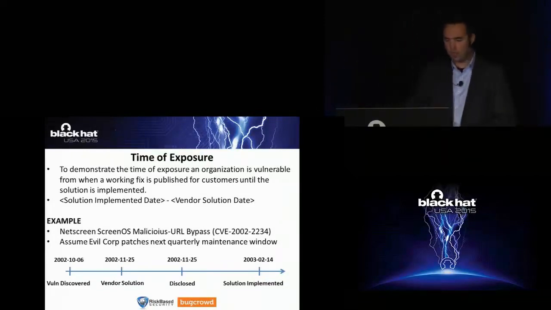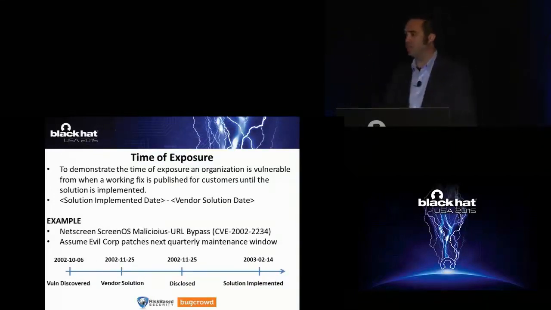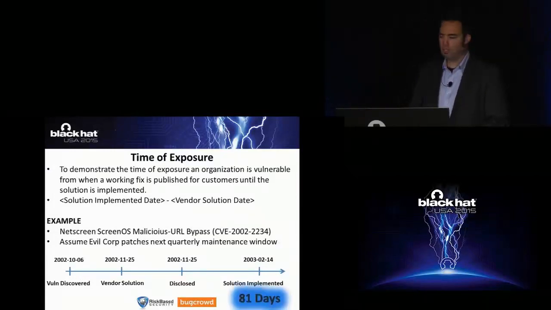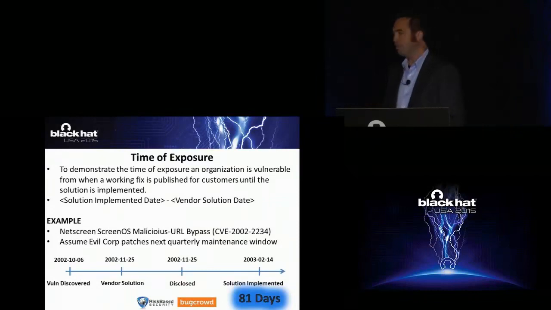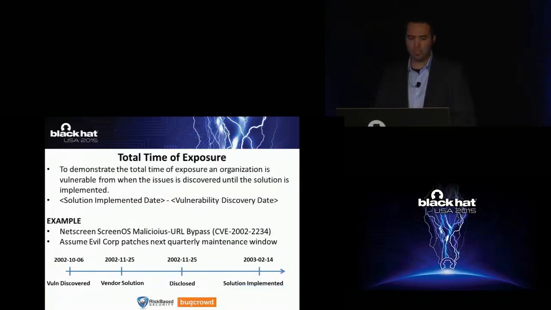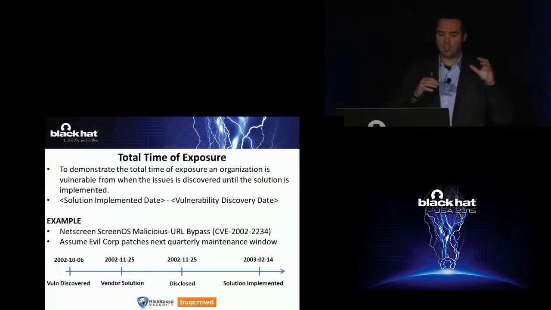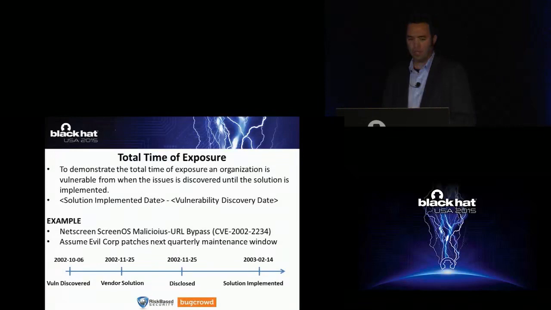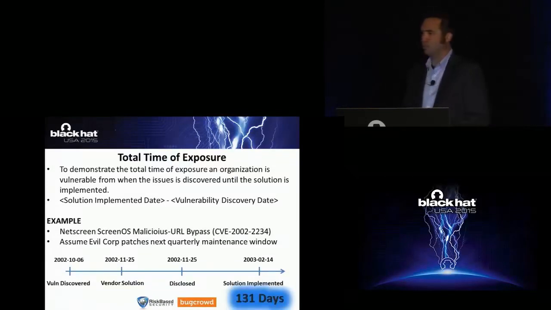And so you can see in here, we go through the whole deal. We're basically saying that Evil Corp could only solve this the next quarterly maintenance window, which happened to be on Valentine's Day the following year. And so what's their total exposure for time of exposure here? 81 days, okay? Now we're going to do, again, another slight variation, and we're going to say total time of exposure. And this is to demonstrate the time of exposure in an organization from when the issue was discovered until it was fully implemented, right? And so we can see here that that metric's quite a bit different now, right? Now it's 131 days. And so you're starting to see the differences on this, okay?